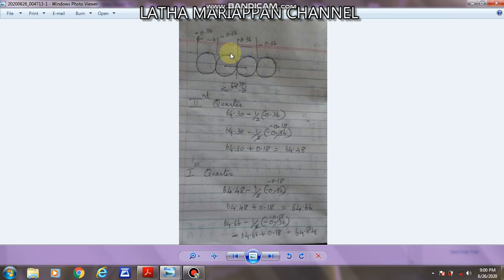See here, I put 4 circles, so each circle is 1 quarter. This is the first quarter, second quarter, third quarter and fourth quarter. We got 64.30. What is that? Average quarter. So on this line we got 64.30. Is it clear? What quarterly increment did we get? 0.36. It means minus, declining trend, minus 0.36. For this quarter also minus 0.36, this quarter is also minus 0.36, and this final quarter is also minus 0.36.